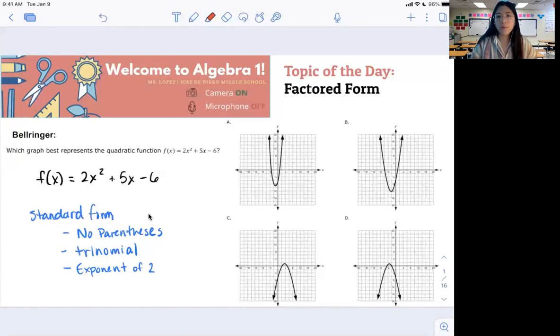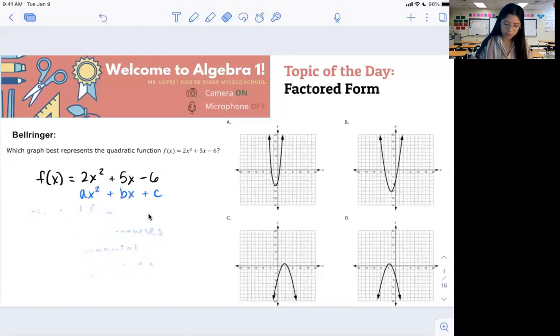The way that it's written really gives it away. There's no parentheses, right? So you can already tell that it's ax squared plus bx plus c. That's what standard form is. So when you have a standard form equation, what's one thing that you already know about the function just by looking at the equation? We already know the y-intercept.